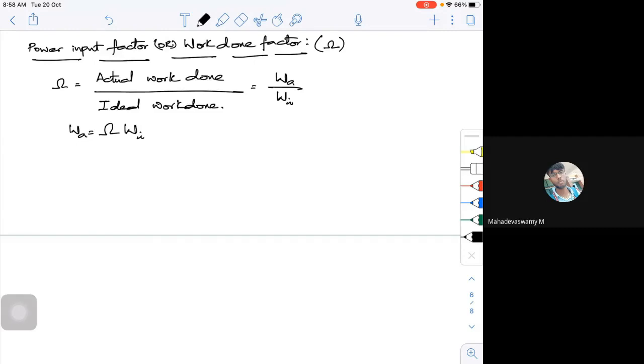That means if Vw2 into U2 is your ideal, and I multiply this by the power input factor, I'm unable to get 100%. As per the second law of thermodynamics, it's difficult to get 100% work or 100% conversion. There is always a quantity slightly less than that when you're going for conversion. It may be 98% or 95%, whatever it may be. So what exactly will this do?